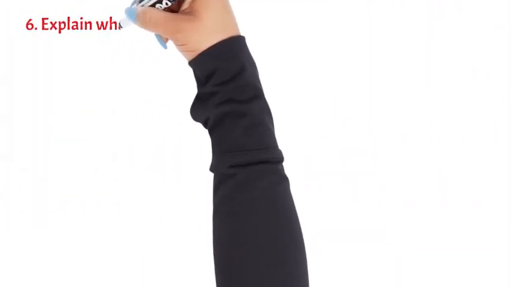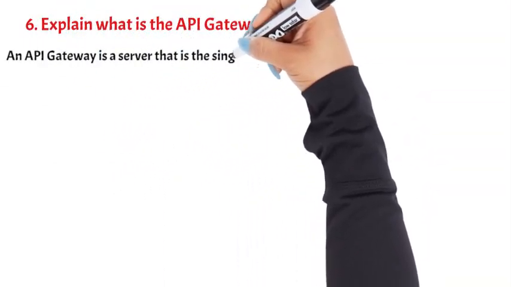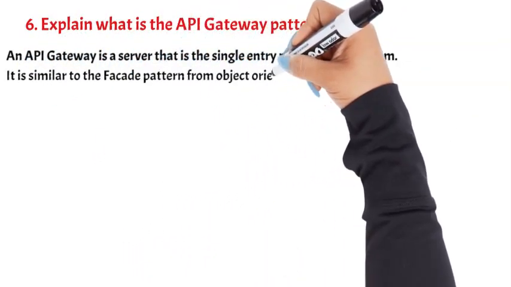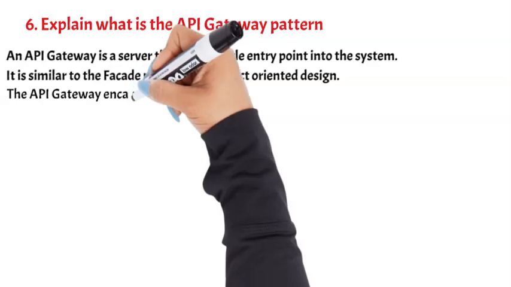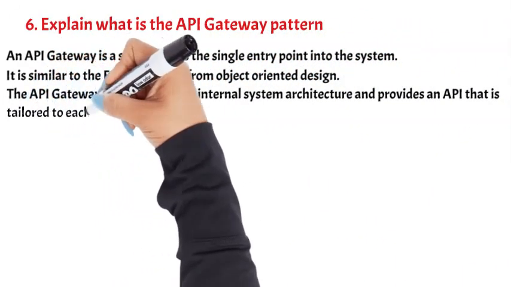6. Explain what is the API gateway pattern. An API gateway is a server that is the single entry point into the system. It is similar to the facade pattern from object-oriented design. The API gateway encapsulates the internal system architecture and provides an API that is tailored to each client.